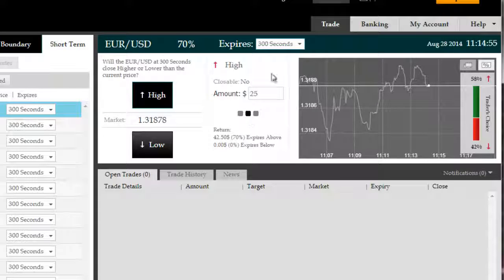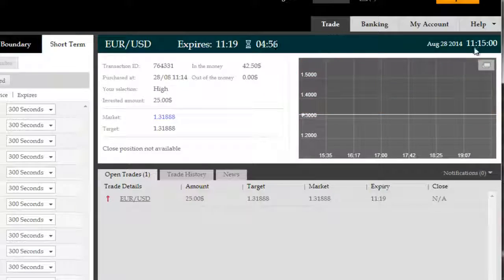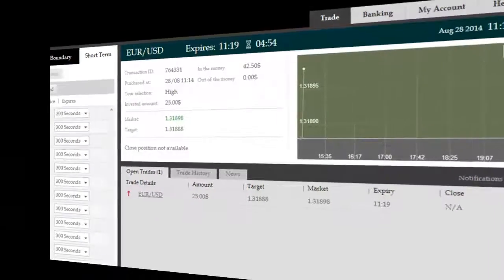Now, what we'll do is we will execute this trade, and if we win, that's great. But if not, we will engage in a recovery trade within the next interval. So stay tuned.